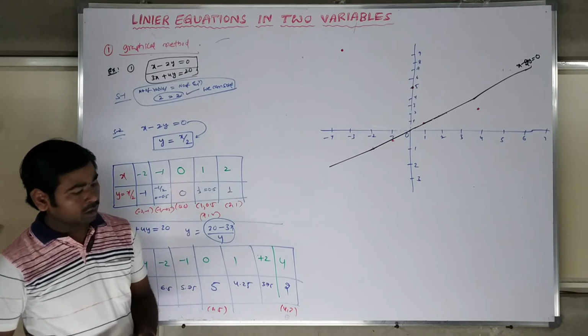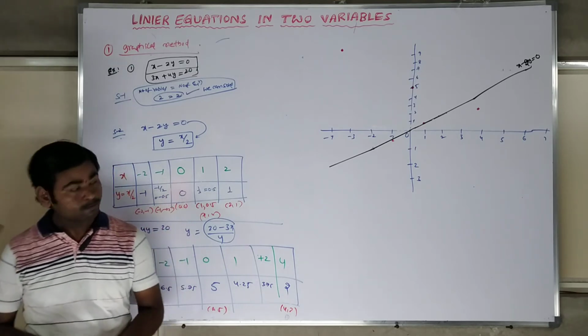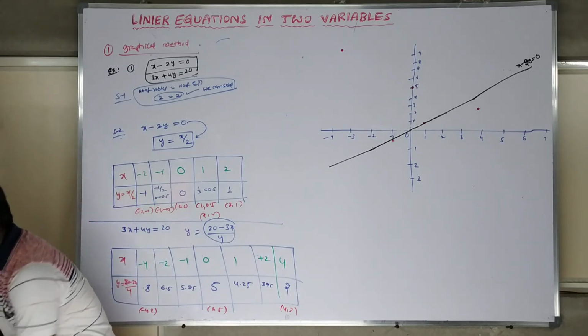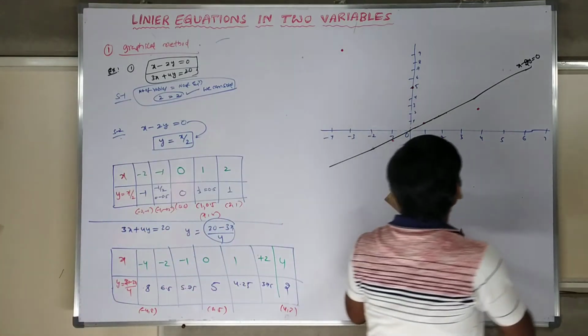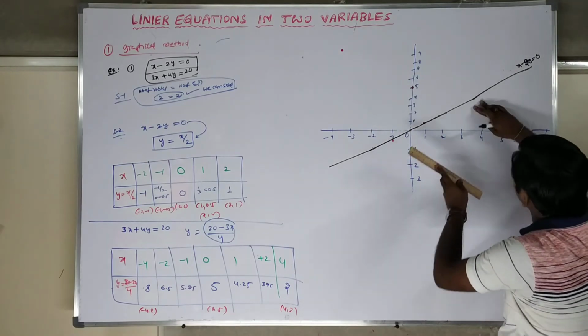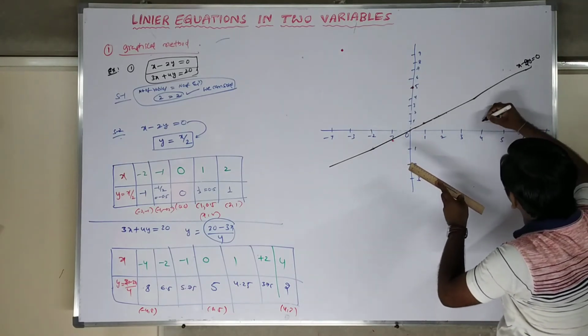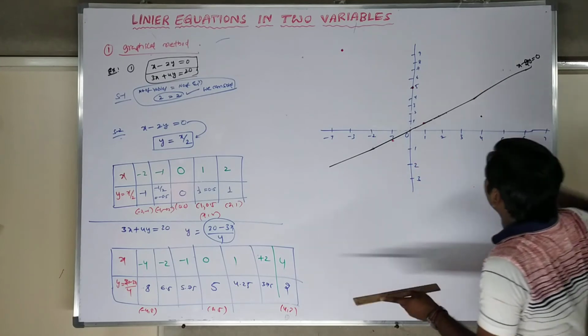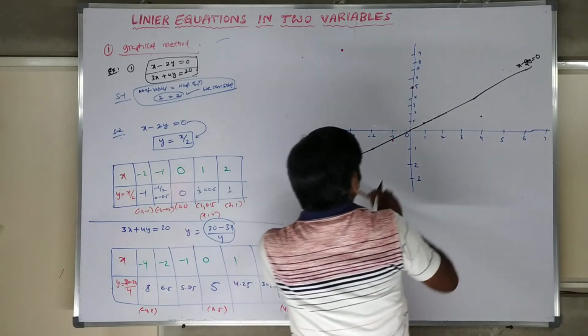So start writing over here. After these points, please, using your scale, draw your line. The moment you are drawing your line here, (4, 2) will very clearly come to understand. So these points, all of you can do with your scale, you can join over here.